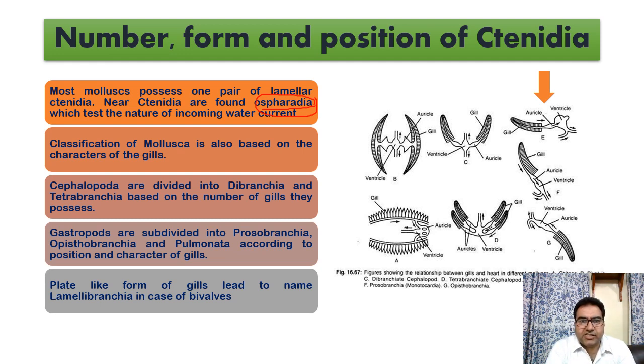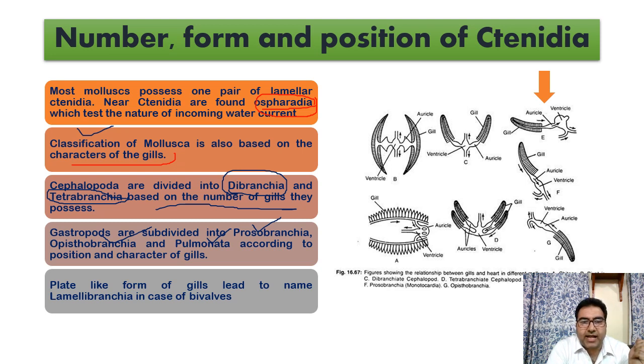Secondly, classification of the Mollusca is also based on the character of the gills. The position of the gills, the placement of the gills, the type of the gills also form an important part of the taxonomy in the case of Mollusca. Cephalopods are divided into dibranchia and tetrabranchia, that is 2 and 4, based on the number of gills they possess. Gastropods are subdivided into prosobranchia, opisthobranchia and pulmonata, according to the position and character of the gills.